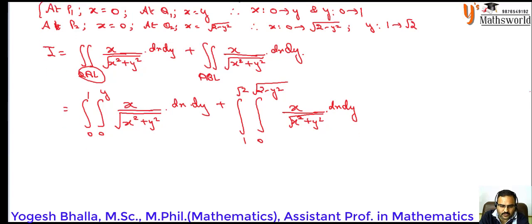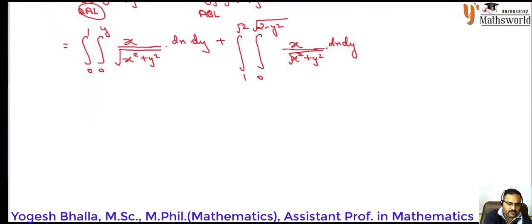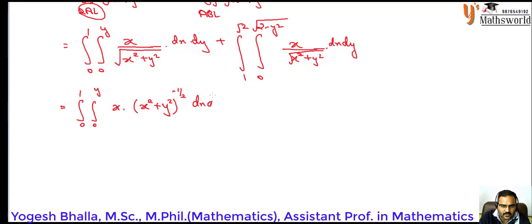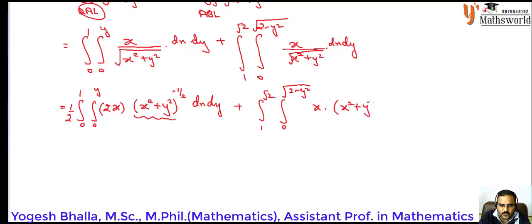Now we have to integrate these two parts. First of all we have to integrate with respect to x. When integrating with respect to x, we write it like this: 0 to 1, 0 to y, x into (x square plus y square) raised to minus 1 by 2 dx and dy. Now what is the derivative of x square plus y square? It will be 2x, so I am going to multiply by 2 and divide by 2. Same will be the property over here: 1 by 2, then 0 to root of 2 minus y square, x into (x square plus y square) raised to minus 1 by 2 dx and dy.